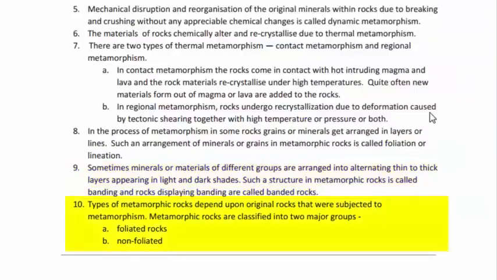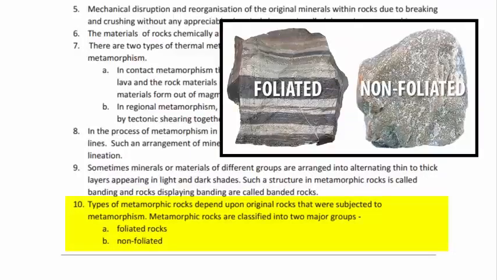Now types of metamorphic rocks depend upon the original rocks that were subjected to metamorphism. Metamorphic rocks are classified into two groups, foliated rocks and non-foliated rocks. We have read about what foliated rocks are. So under foliated rocks you will see a nice clear pattern sort of a thing, and then you have a banded rock. But the non-foliated rocks look like this. You'll see random patches of shades. Basically it looks like an ugly rough rock. But you will not at all find any layer. That's how you can recognize foliated and non-foliated metamorphic rock.